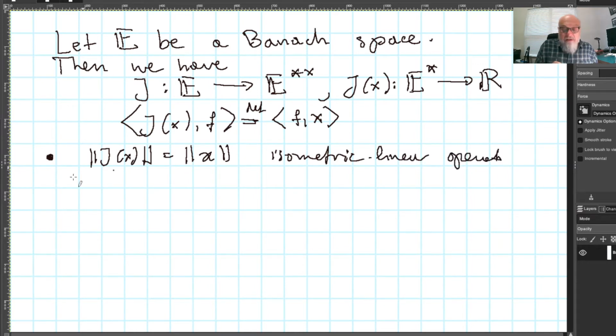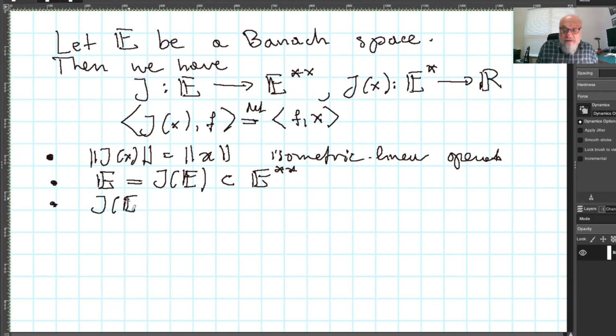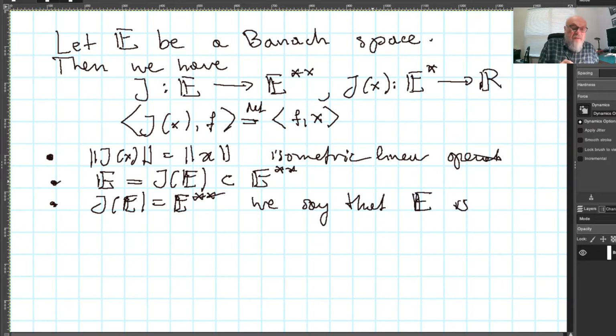Then of course we have a natural identification of E with its image, which is sitting inside E double star, possibly not equal. In the case J of E is equal to E double star, we say that E is reflexive.